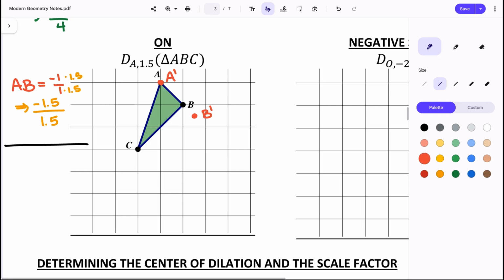Okay, how about A, C? What's your slope? Is it +1 or -1? Good. And then we take that times 1.5.